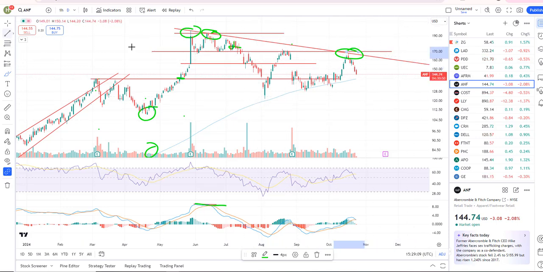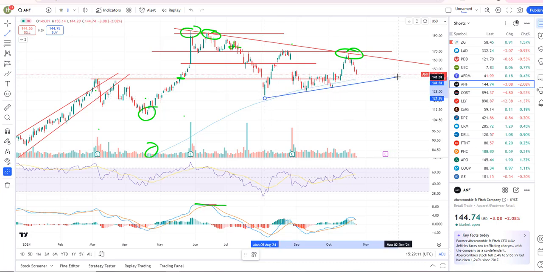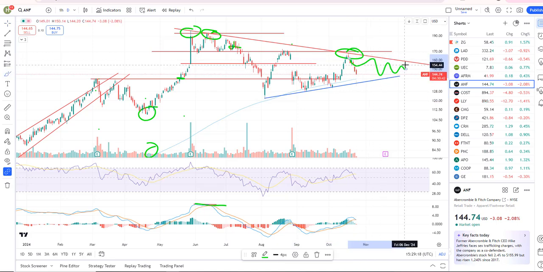We're kind of putting in a triangle as well. So maybe we compress within that triangle some more, and then break one way or the other. So yeah, that's what I have on that one.